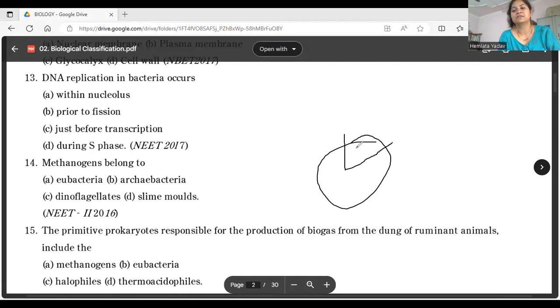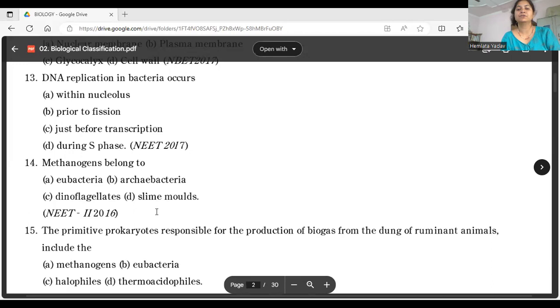The first phase is the G1 phase, or gap 1, in which the cell grows. The next phase is the S phase, in which it doubles its DNA. The other phase is the G2 phase, in which the cell grows again and prepares itself for the M phase, that is mitosis. So in the 4 phases, DNA replication is going on in the S phase. DNA replication is related with the S phase, so we will be marking D.